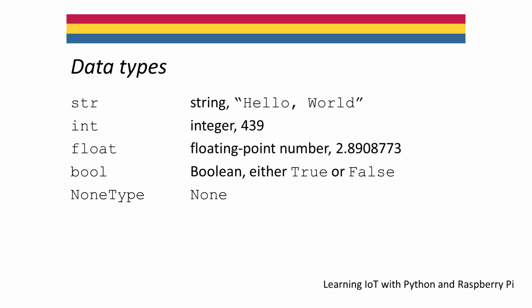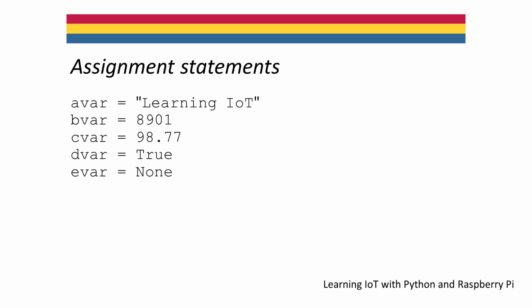The float type represents a floating point number, as in 2.8908773. A bool type object can be either True or False. A fifth data type is a None type, and the single value that a None type object can have is None. The None type is useful when you wish to define a variable, but do not wish to assign a particular value to it. Consider the variables avar, bvar, cvar, dvar, and evar.